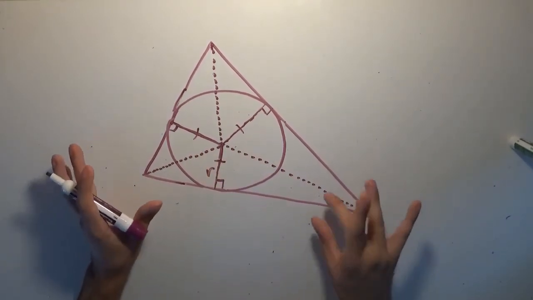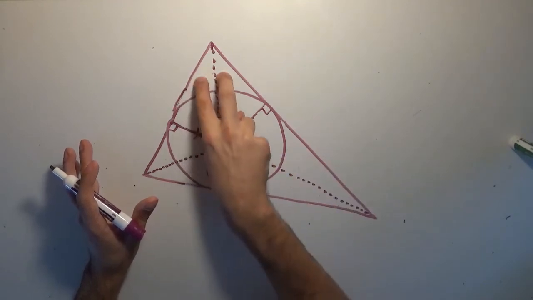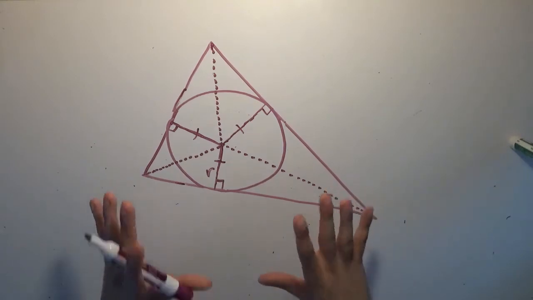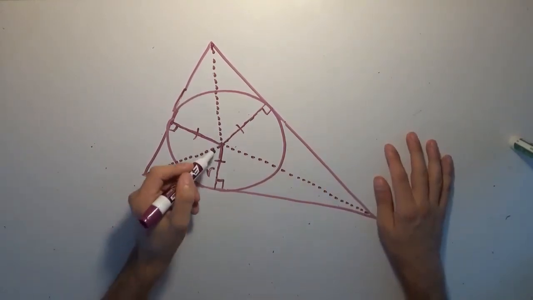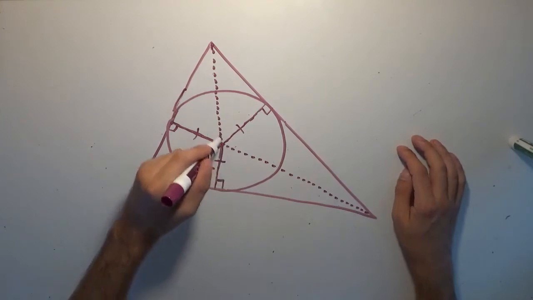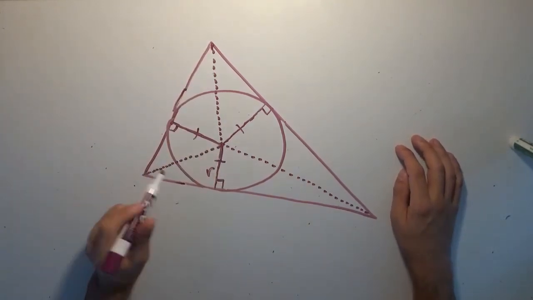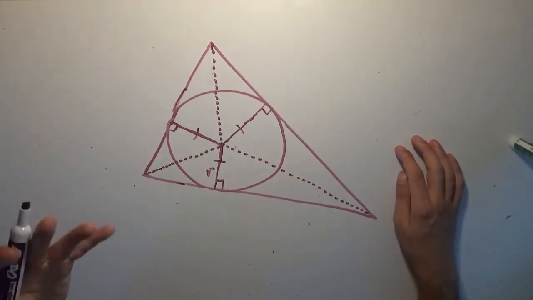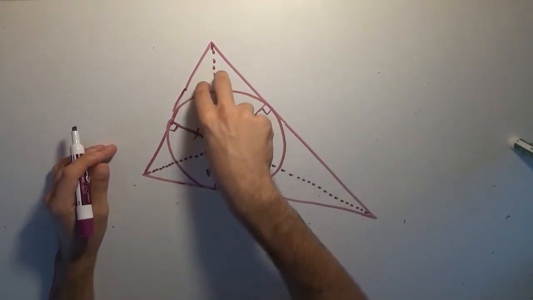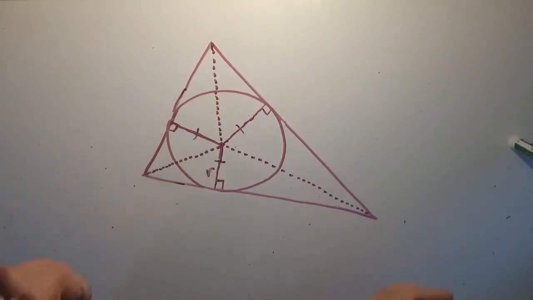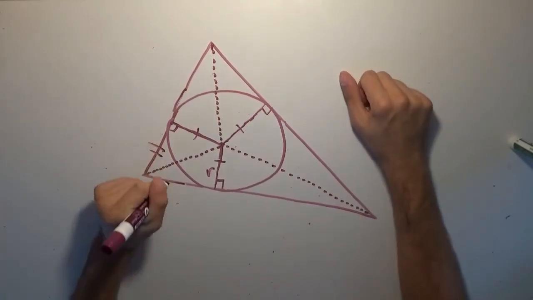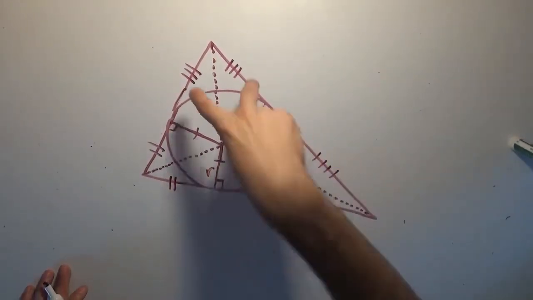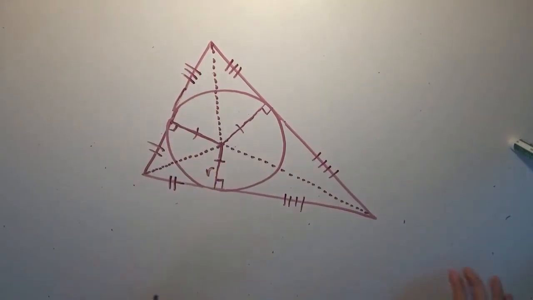That means that each pair, so this pair of triangles, this pair of triangles, and this pair of triangles, are all congruent to each other because of hypotenuse-leg congruency, right? We know that they each have the same hypotenuse, like these 2 have the same hypotenuse, these 2 have the same hypotenuse, and these 2 have the same hypotenuse, and they all share a leg of r, which means by hypotenuse-leg, these are congruent, these are congruent, and these are congruent, correct? Which means that these sides are the same length, these sides are the same length, and these sides are the same length.